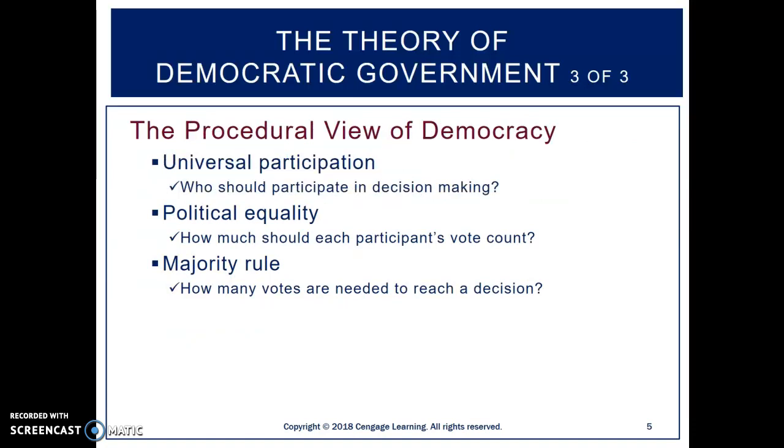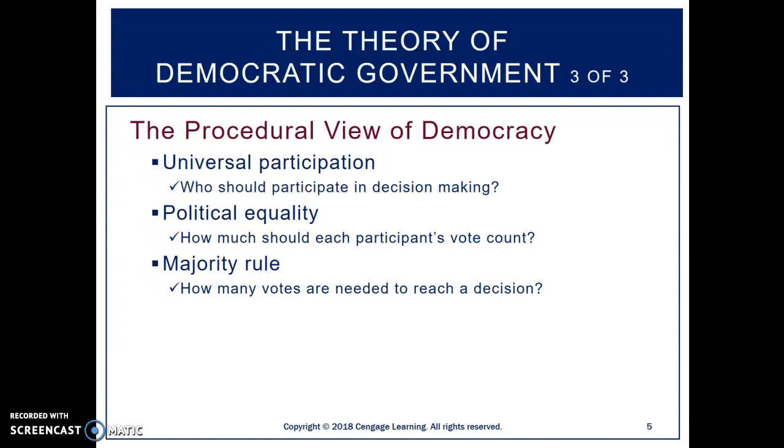And so when you think about a procedural view of democracy, you're looking at 3 basic things. You're looking at universal participation: everyone should be involved in the decision-making process. Everyone's vote should count equally, or political equality. And majority rule. That is, the decision of the group must reflect at least half of the individuals' preferences.